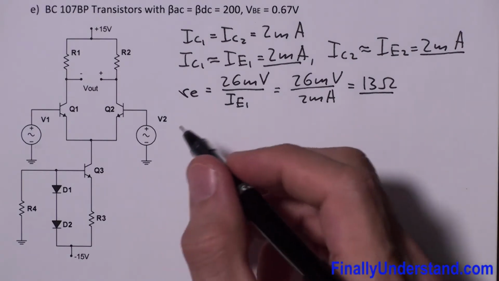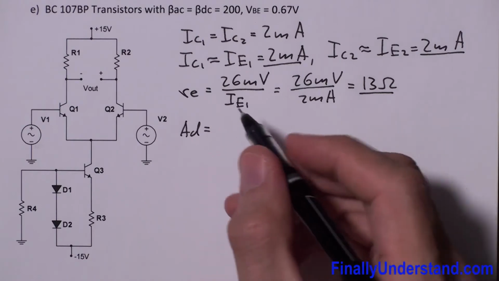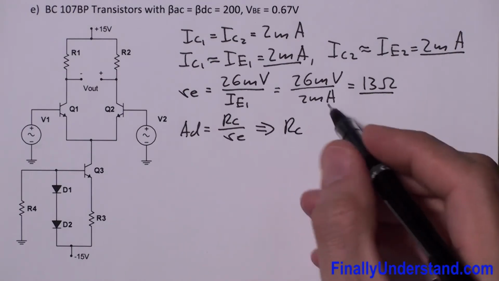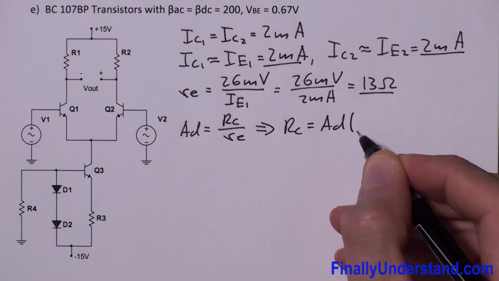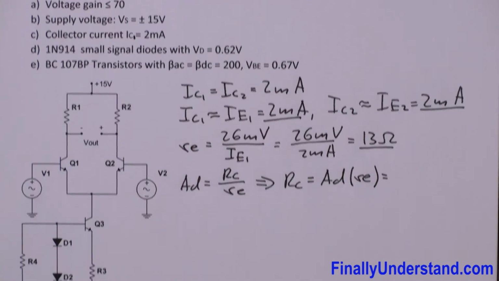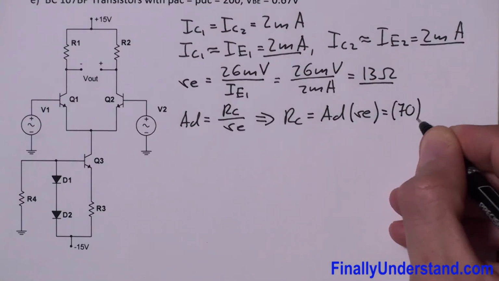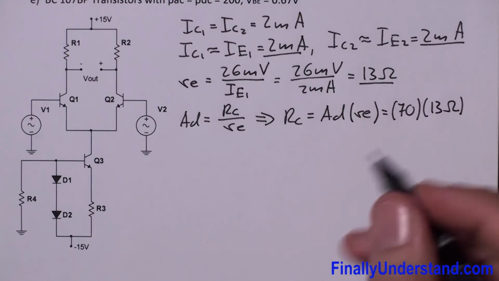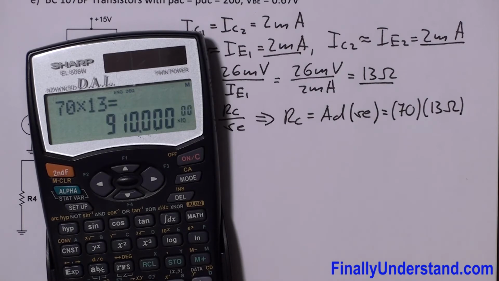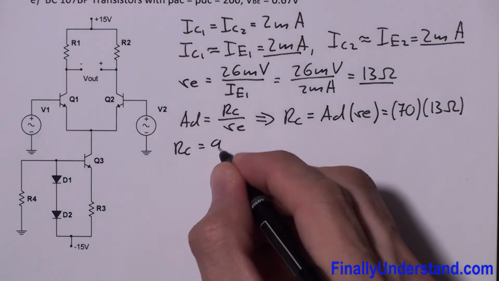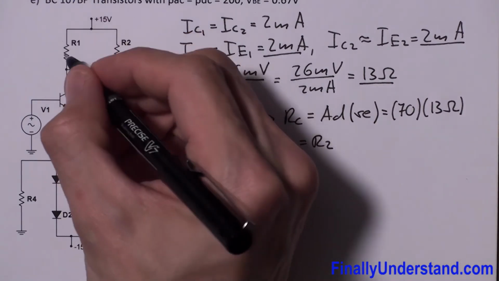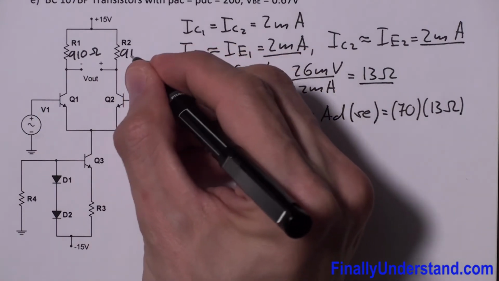Next, I'm supposed to write the formula for the differential gain. So AD is equal to RC over small re. If you solve this formula for RC, you will find that RC is equal to the differential gain times small re, where the differential gain is given, this is my voltage gain, 70. I have 70 times 13 ohms. So RC is equal to 70 times 13 equals 910. So this is 910 ohms, and this is equal to my R1, and this is also equal to R2. So this is 910 ohms, and this is also 910 ohms.